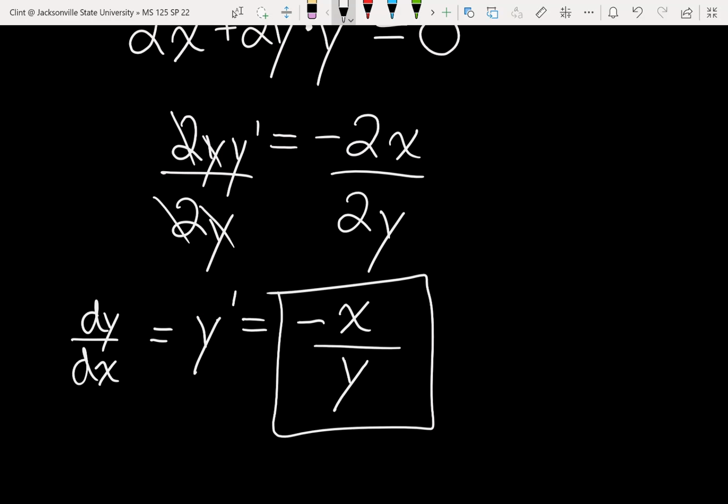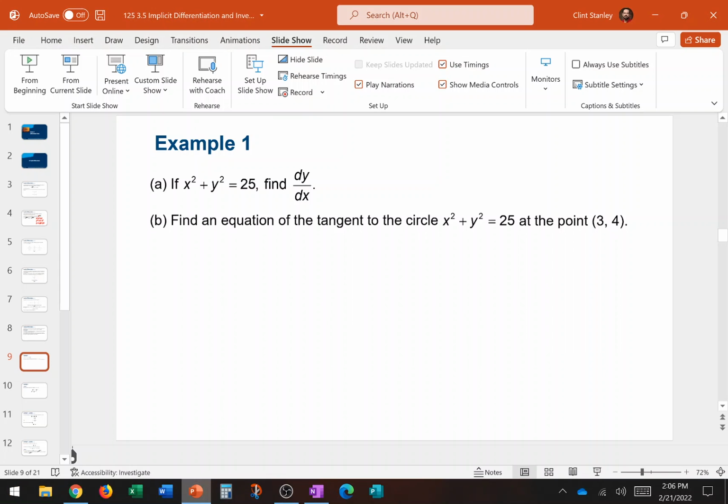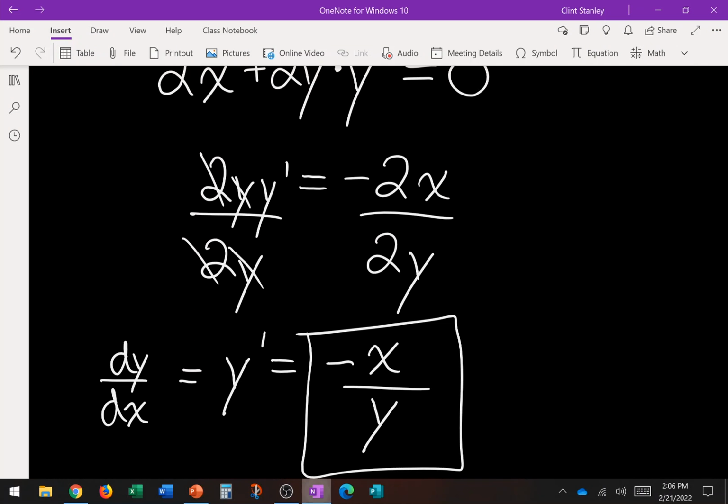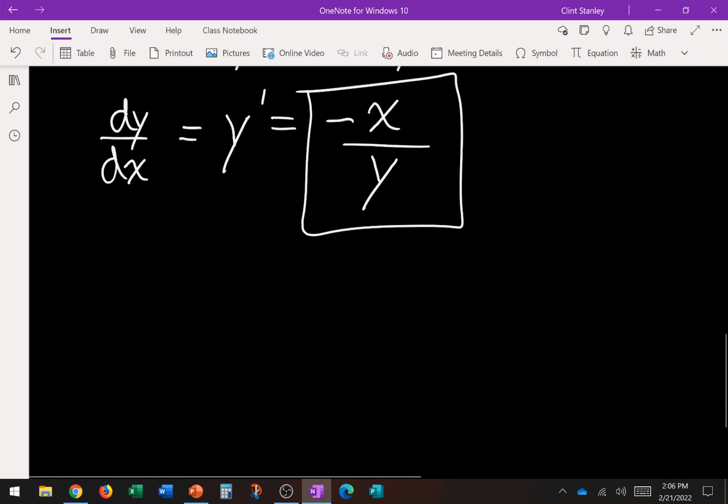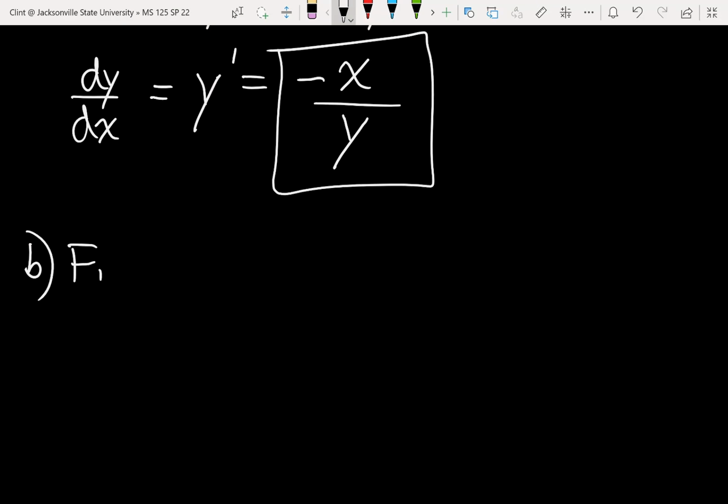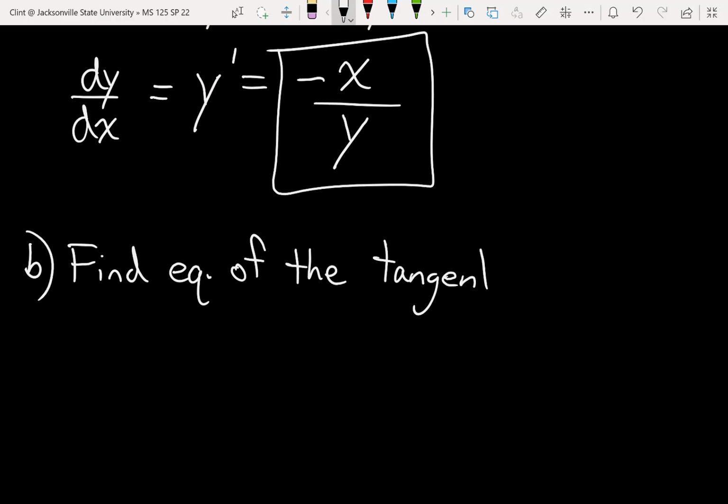Let's look at part 2. Part B says find the equation of the tangent line at the point 3, 4. So part B, we want the equation of the tangent line, and what was the point? 3, 4?